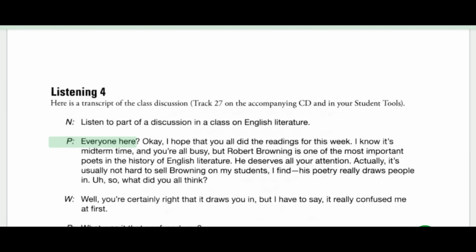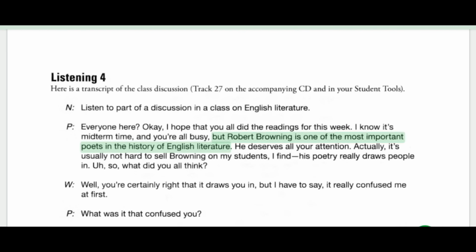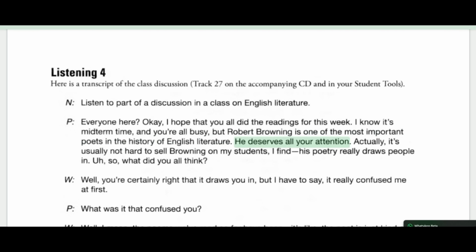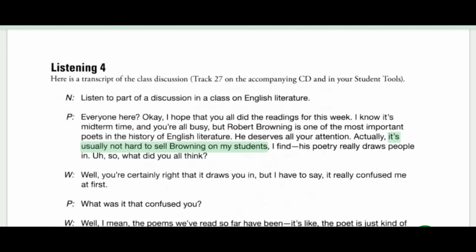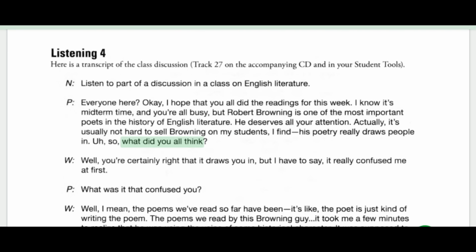Okay, everyone here. I hope that you all did the readings for this week. I know it's midterm time, and you're all busy, but Robert Browning is one of the most important poets in the history of English literature. He deserves all your attention. Actually, it's usually not hard to sell Browning to my students. I find his poetry really draws people in. So, what did you all think?